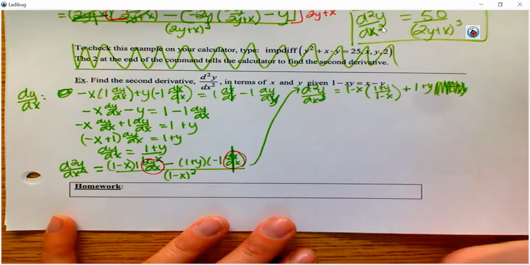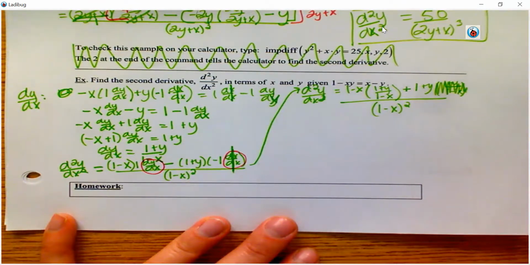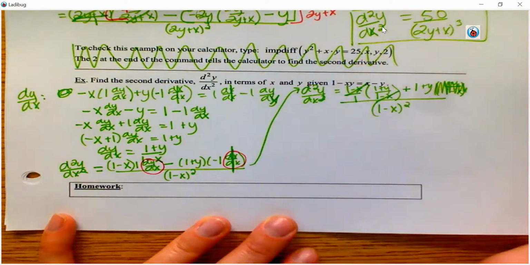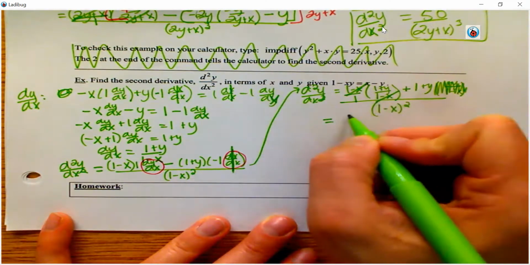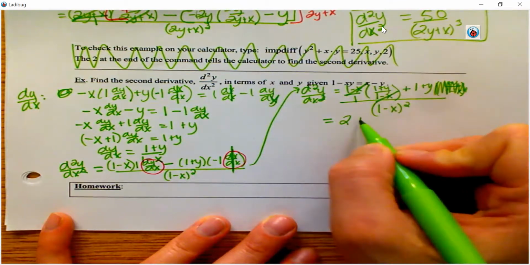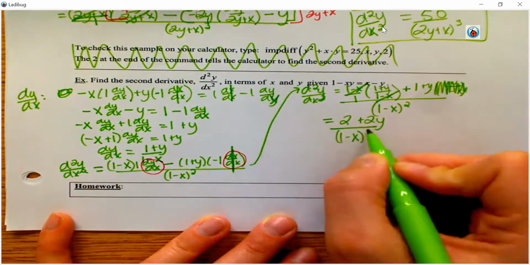Okay, what can I do from here? Oh, this is all over 1 minus x squared. Can I simplify this? How do I simplify it? Yeah, this is over 1, right? So I can get rid of this, which is fantastic news because then I don't have any fractions. Okay, so then I've got 1 plus 1, which is 2, right? Plus 2y, because I have y and y, all over 1 minus x quantity squared.